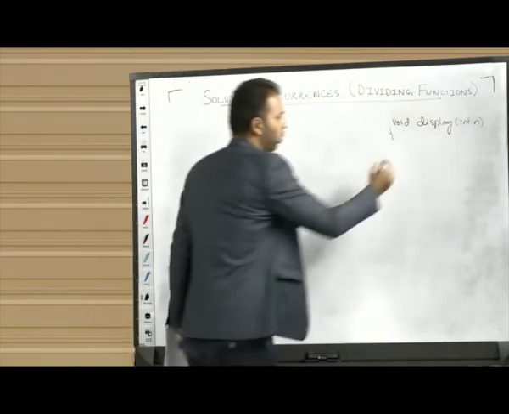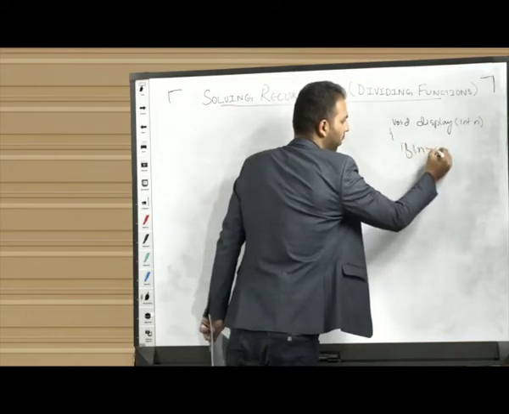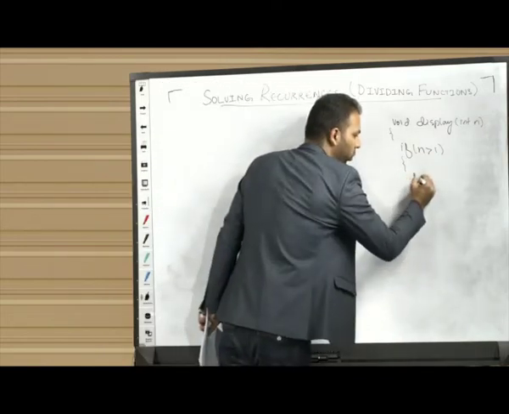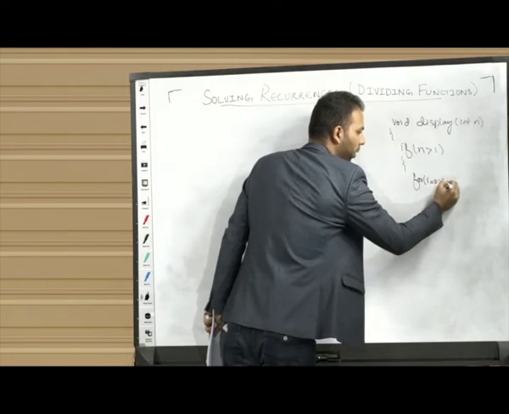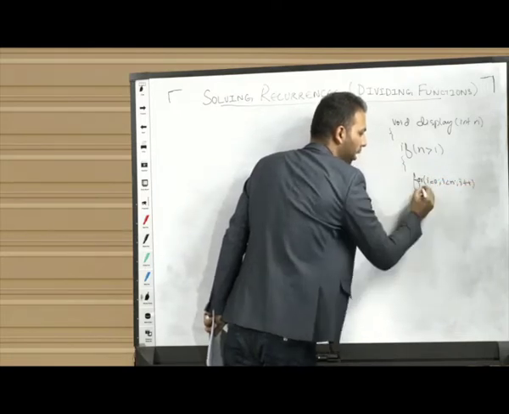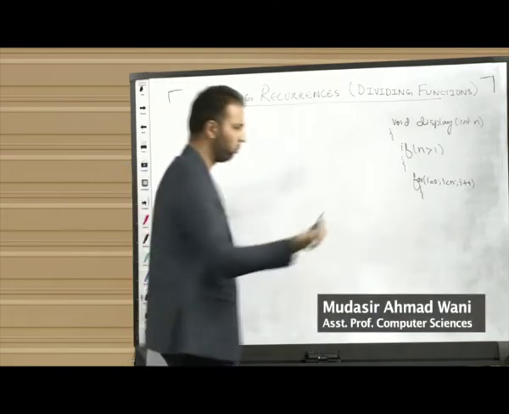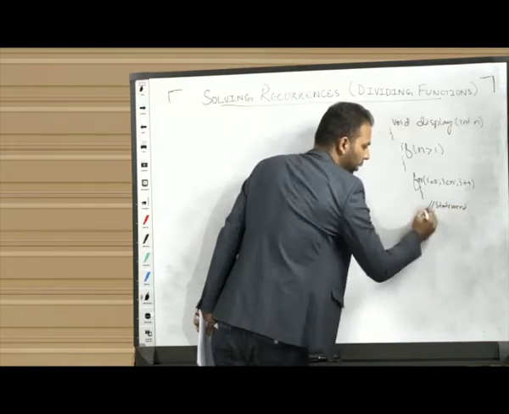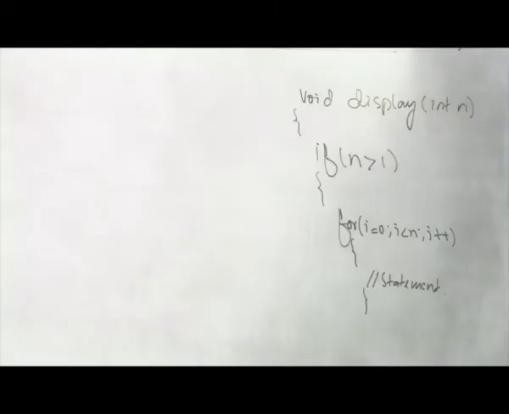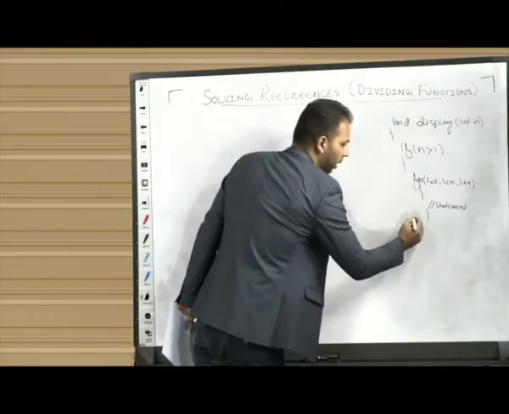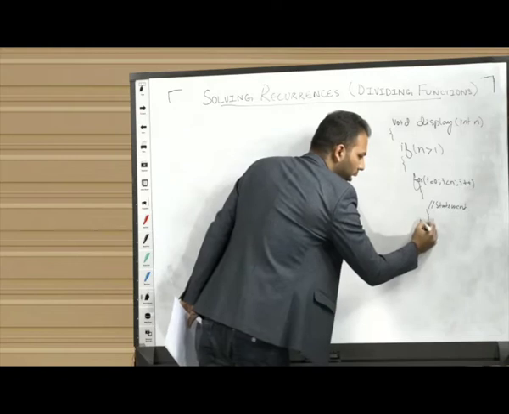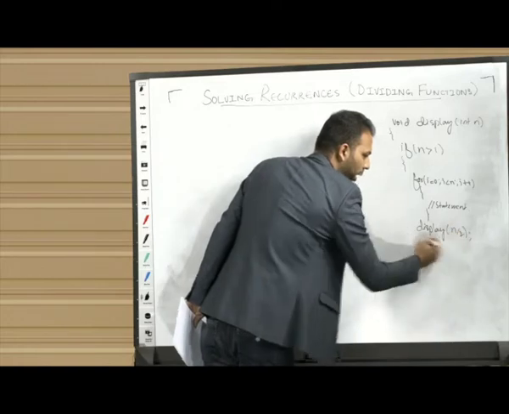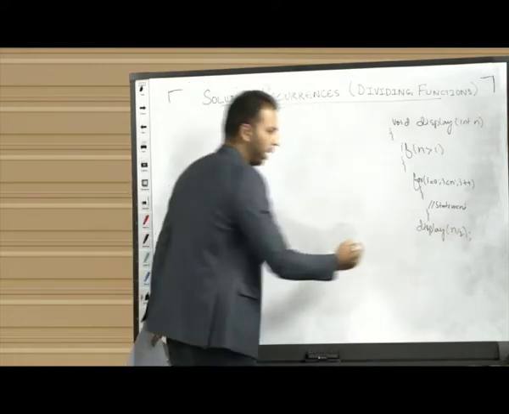Fine. So I'll simply write the condition: if n is greater than 1, then I'll use the loop again. And here I'll be writing printf. It's not necessary; you can write any statement over here. Doesn't matter. After that, I'll be calling display n by 2, and again I'll be calling display n by 2.